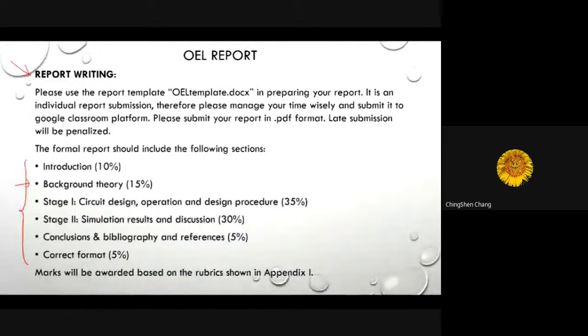On the introduction, you can select where this DC converter is normally applied and the importance of having a DC to DC converter. For stage 1, we have the design circuit, operation and design procedure. Basically, I would like to see how you construct the circuit, what the steps involved in constructing the circuit are, and how you display your waveform, and how good it is in terms of displaying the waveform.